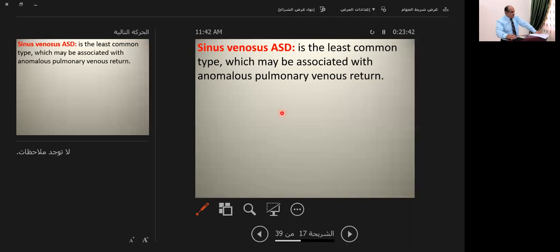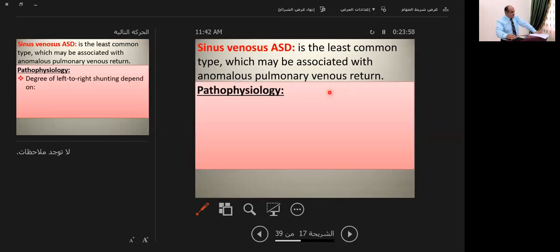وعندنا الساينوس فينوسس which is very rare which may be associated with anomalous pulmonary venous return، عادة ما نشوفه هواية بالبيدياتريك. أهم شيء الأوستيوم برايموم and ostium secundum. بعد الفيزيولوجي هنا شوية ركزوا وياي الطلاب.